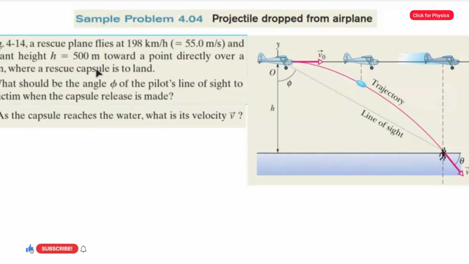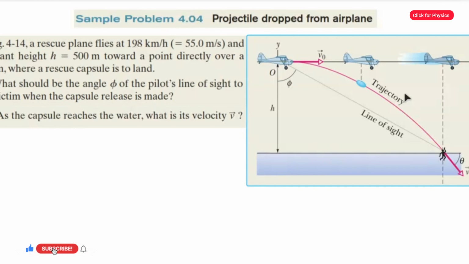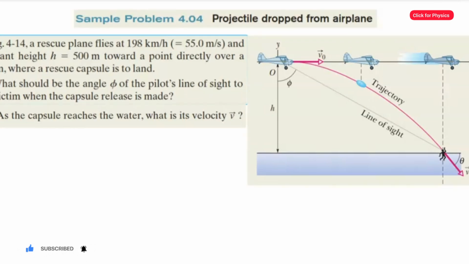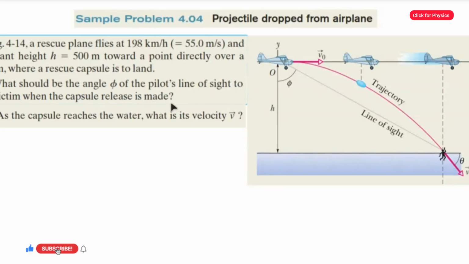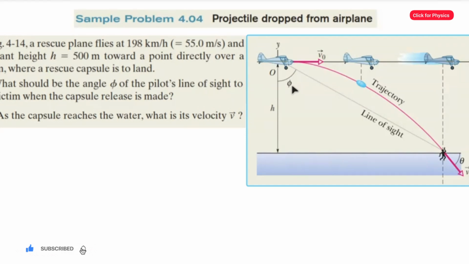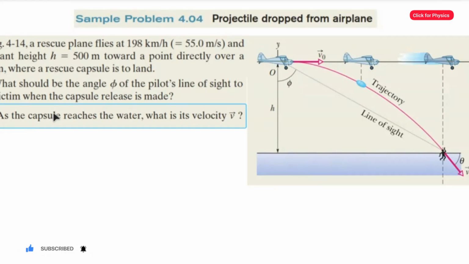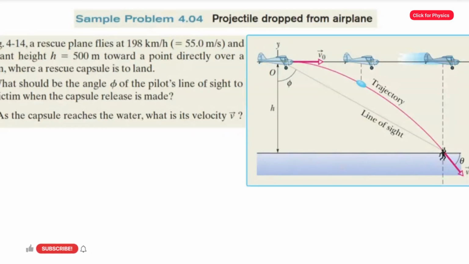So here the rescue capsule is our projectile. So we have to launch this projectile near to the victim to save him. In the first question, what should be the angle phi of the pilot's line of sight to the victim when the capsule release is made? That means we have to find the angle phi. And in the second question, as the capsule reaches the water, what is its velocity v vector? So two answers we have to find. The first one is angle phi and the second one is velocity v vector.